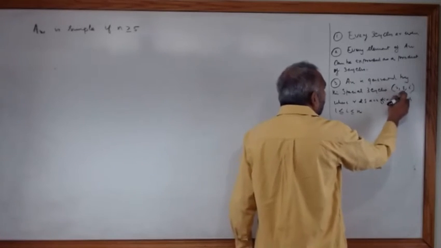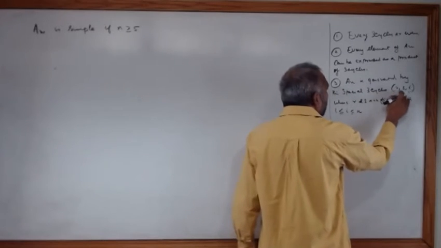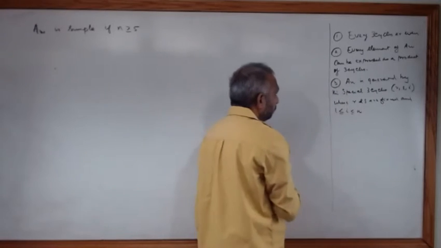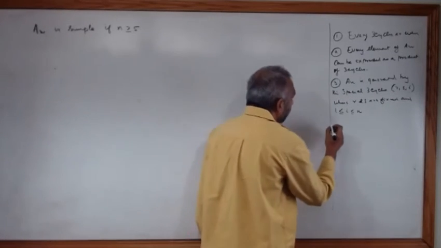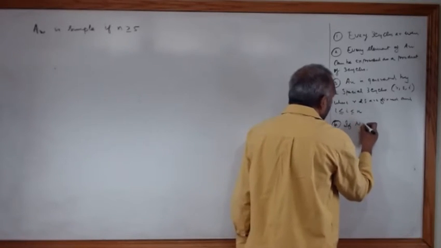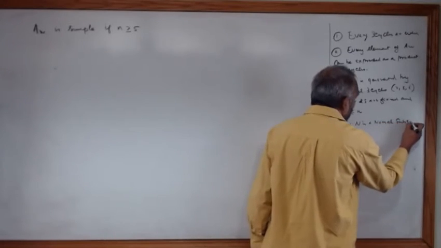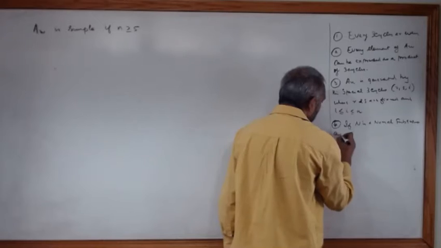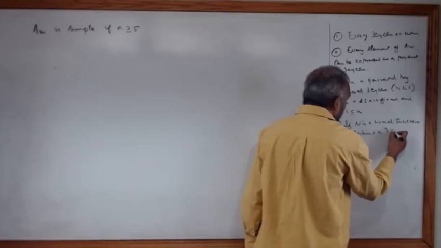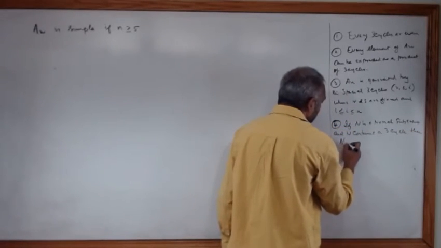Then any element of An can be written as a product of the special 3 cycles. The fourth step is: if N is a normal subgroup and N contains a 3 cycle, then N is equal to An.